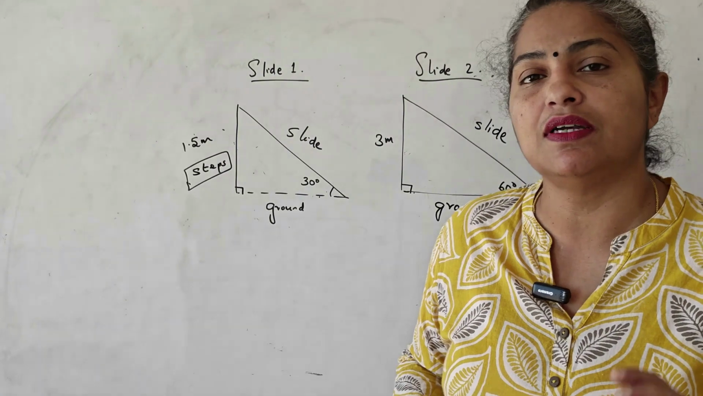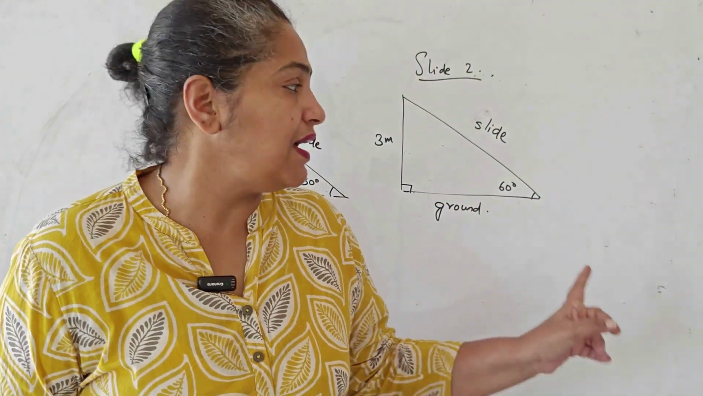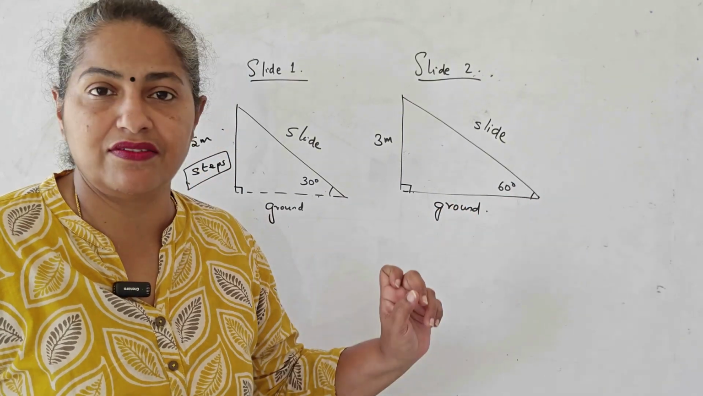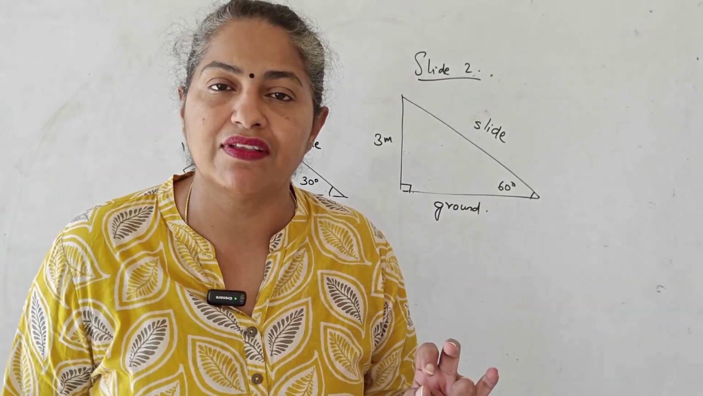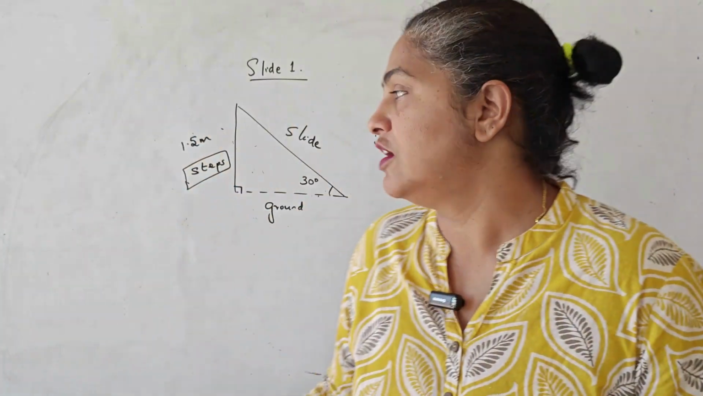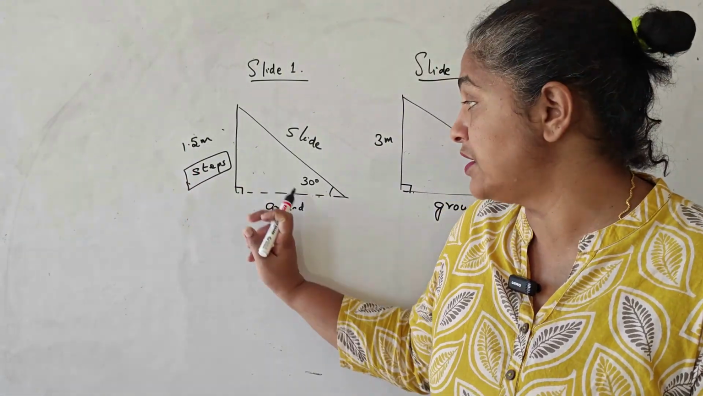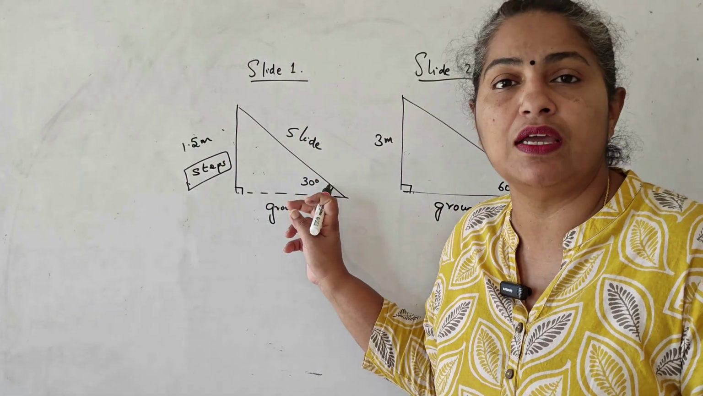This angle is given to be 30 degrees. In the case of the second slide, this height is 3 meters, this is a longer slide, and this angle is 60 degrees. We need to find the length of the slides in each case. In order to find the length of the slide, we know the side opposite to the angle 30 degrees, and we need to find the hypotenuse.